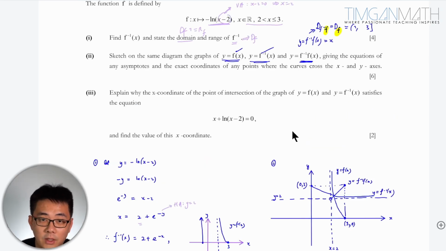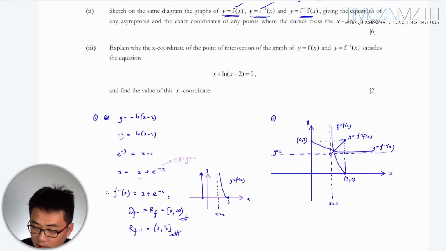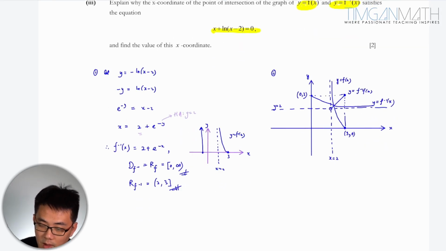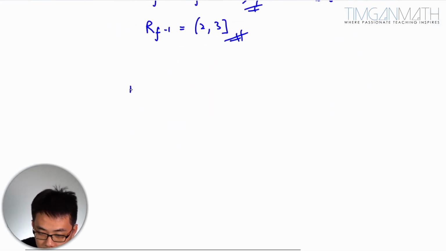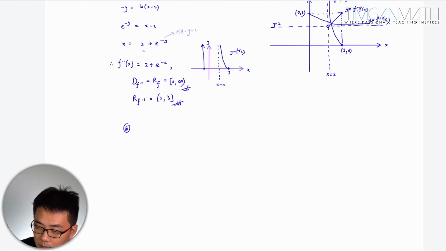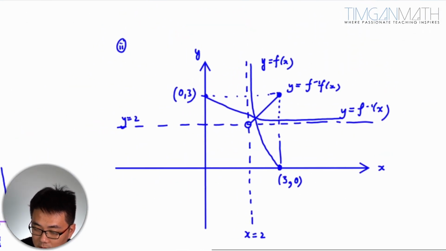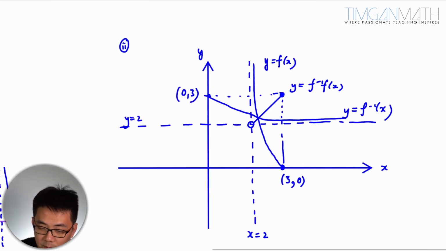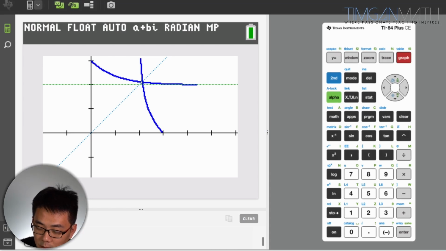So let's look at the last part, part 3. Explain why the x coordinate of the point of intersection of y equals f(x) and y equals f inverse x satisfy this equation here. Okay, so from the graph, you can see that this is one of the specialties. So this is where all the graphs meet, right? Congregate here, this point here.